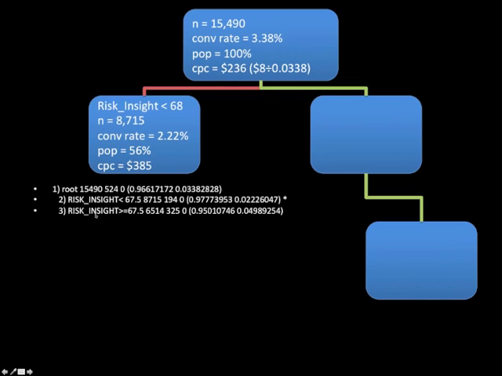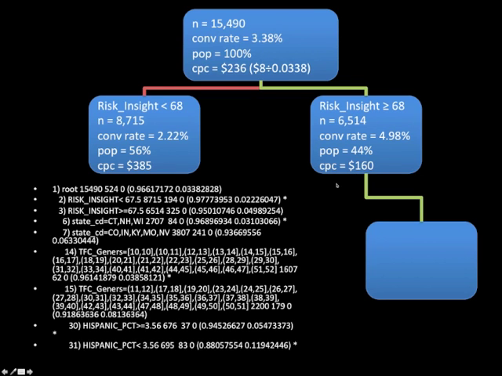Now the next line is risk insight greater than or equal to 68. Again, I rounded it. Probably you should not. Now, N, 6,514. Conversion rate, 4.98. Percent of population: you take 6,514, which belongs in this node, divided by 15,490, and that gives you 44%. Or you can do as I did, take 100%, subtract the other side, which is 56, and you get 44. Cost per converter, 160. How did I get that? $8 divided by 4.98 will give you 160.